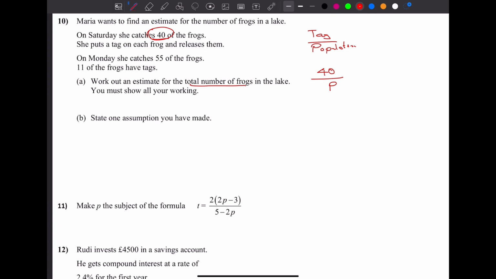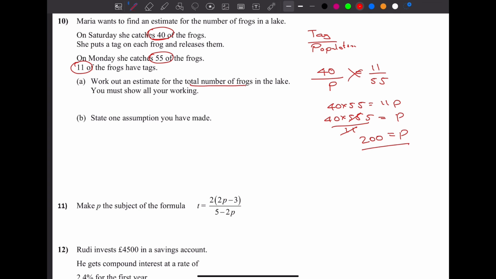On the second time, she catches 55, but 11 of them were tagged. So 11 were tagged out of the total she caught, which is 55. Make sense? Remember, it's tag over population. Then just cross multiply it. 40 times 55 equals 11p. P is 40 times 55 over 11. You can plug it into a calculator. 11 can divide the 55, makes it 5. 40 times 5 is 200. There you go. So the whole population is 200.